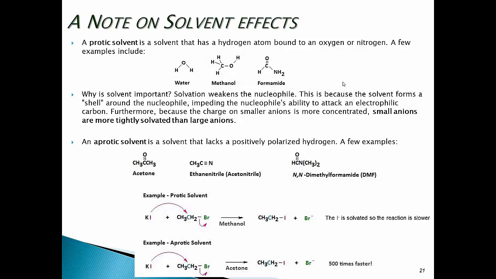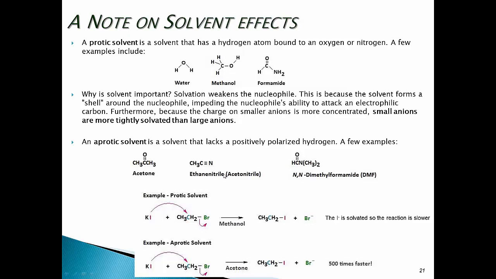The size of that nucleophile is also important. The smaller the nucleophile, the more tightly it can be solvated. If the nucleophile is large, it's less tightly solvated. On the opposite, an aprotic solvent is a solvent that lacks the ability to solvate. Examples include acetone, acetonitrile, and DMF.